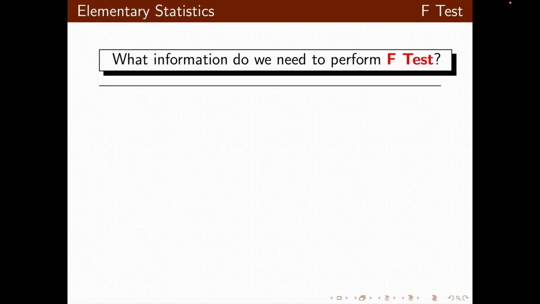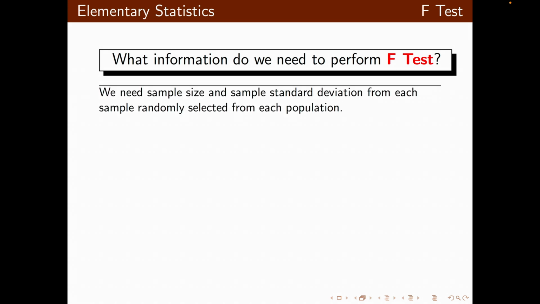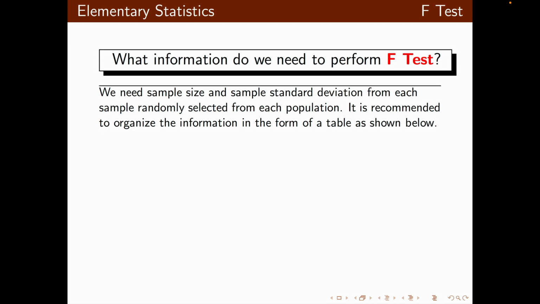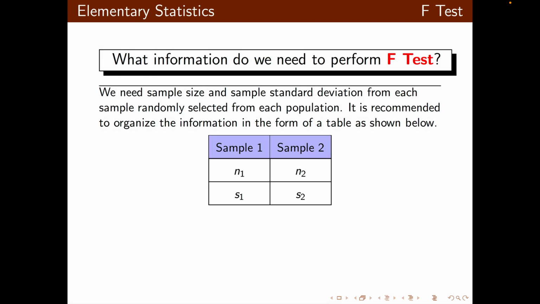What information do we need to perform F-test? We need sample size and sample standard deviation from each sample randomly selected from each population. It is highly recommended to organize them in the form of a table as shown below. So we have sample 1 with the size N1 and a standard deviation S1. And we have sample 2 with size N2 and standard deviation S2.